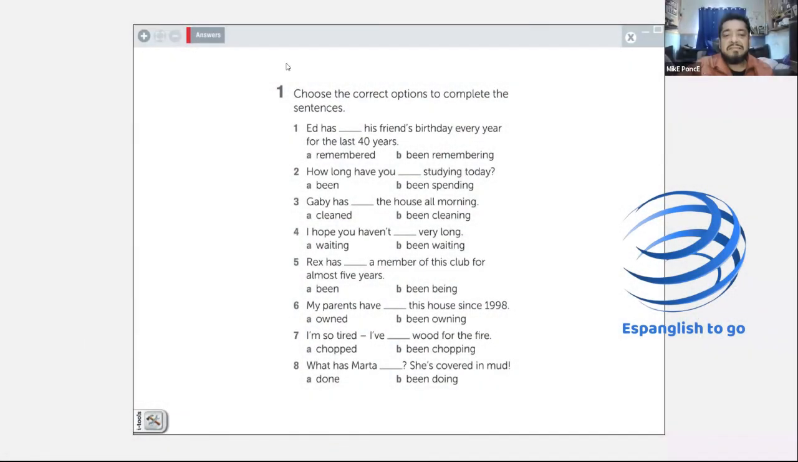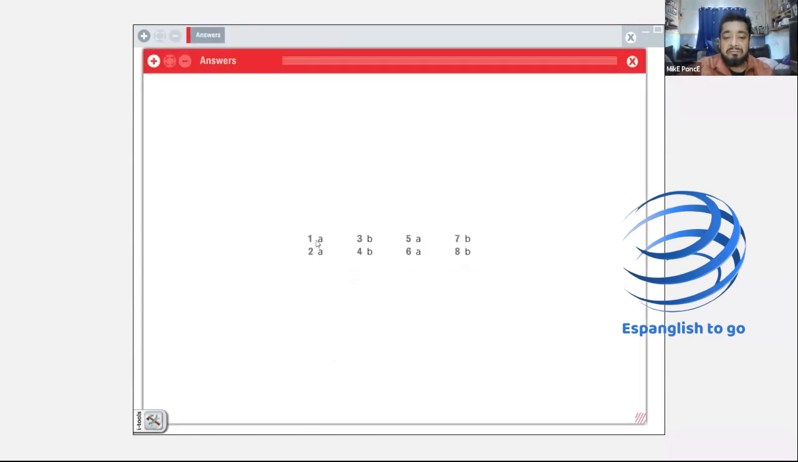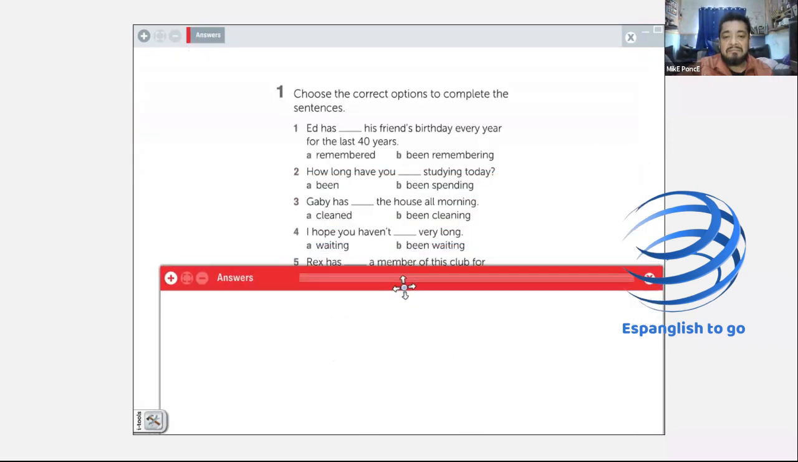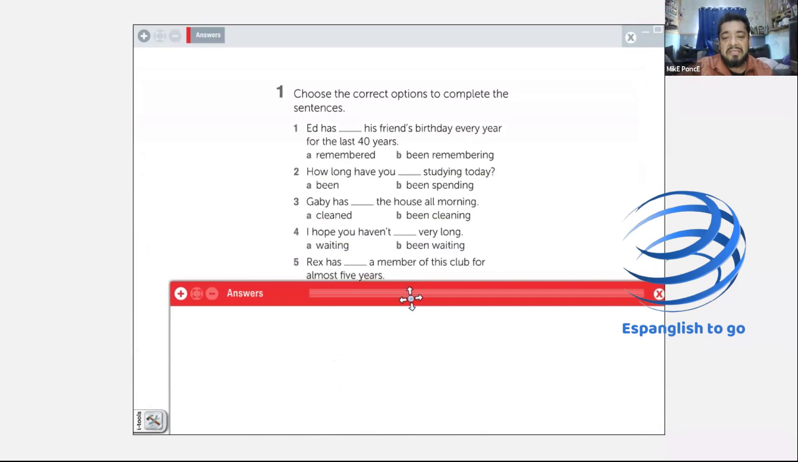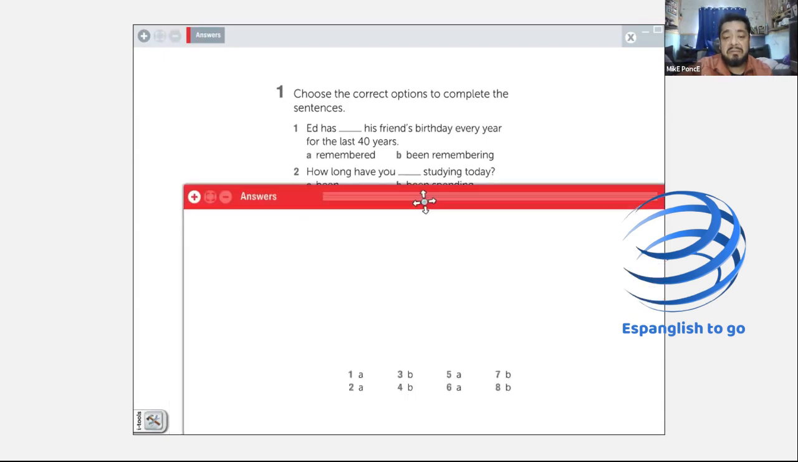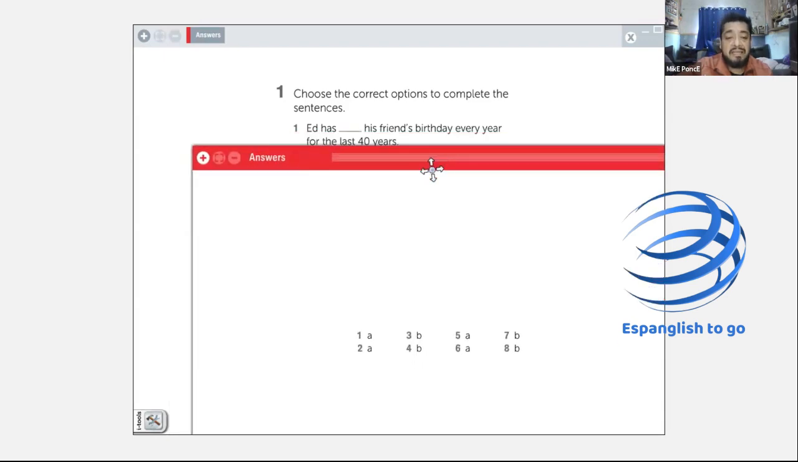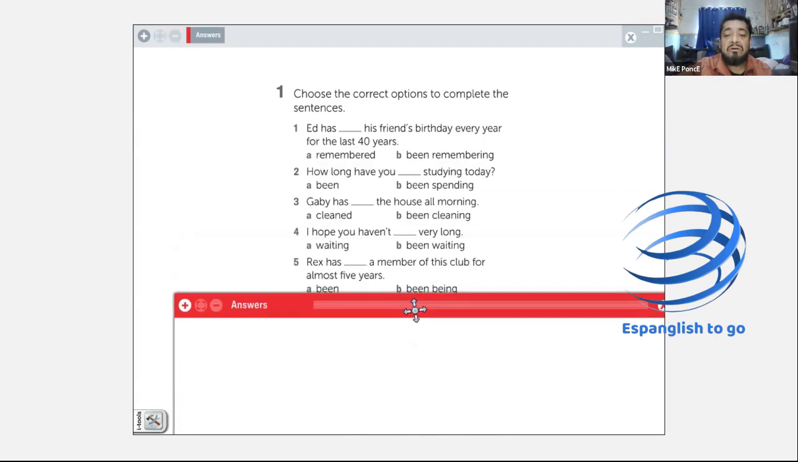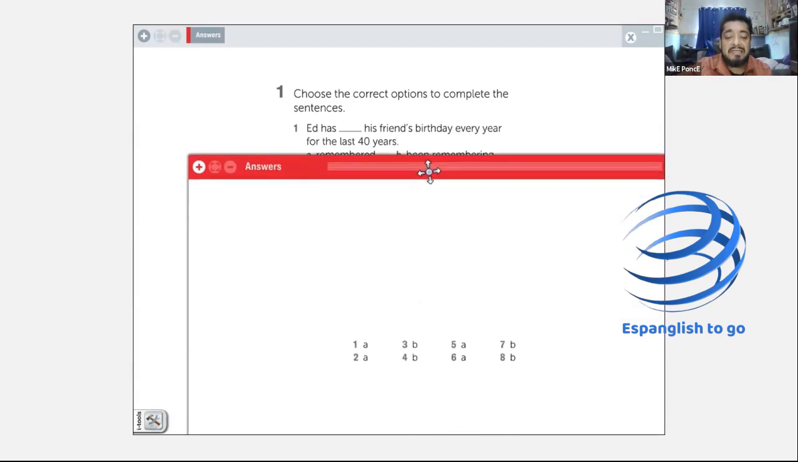Great, guys. It's the moment for checking the answers. I will show you. Number 1 is A. Ed has remembered his friend's birthday every year for the last 40 years. This is a mental activity. It's not an action verb. Then, number 2 is A as well. How long have you been studying today? Not spending, not been spending. Number 3 is letter B.